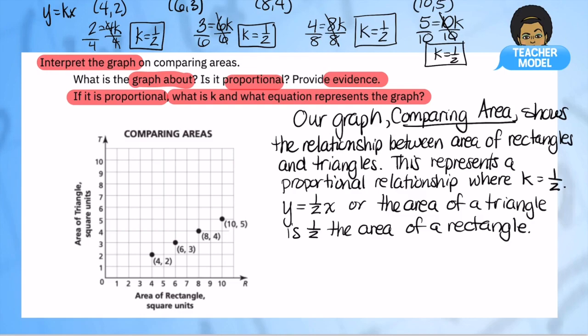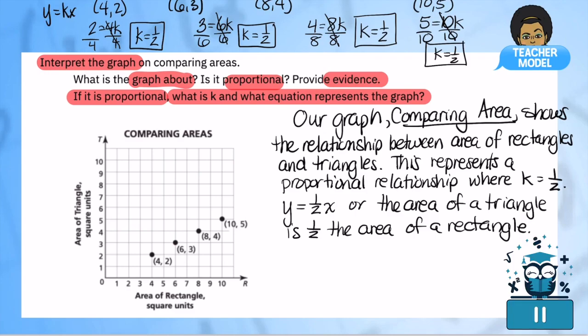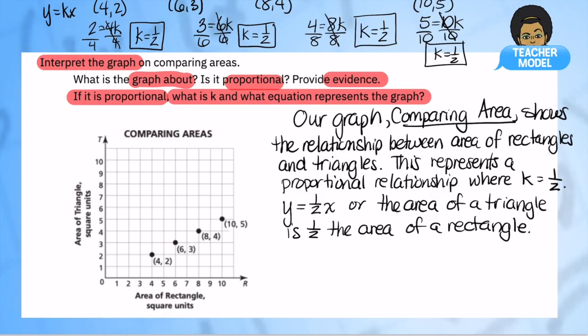So you see how I'm interpreting this, Math Marbles? I'm just taking this equation and I'm saying, I know that y is the area of a triangle. So y, or the area of a triangle, is equal to 1/2 times x. And I know it's 1/2 the area of a rectangle, because I know that's what x is. I've said what k is equal to, I've given an equation, and I have written down and interpreted my graph. So you can hit pause and jot this paragraph down into your notes. Give yourself some space for writing.